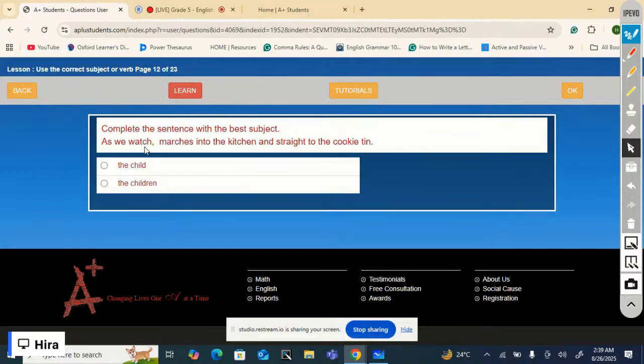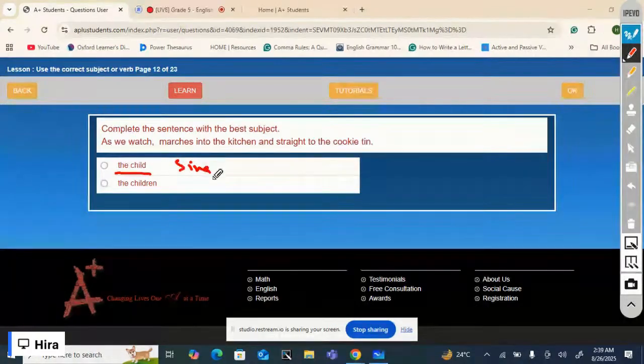As we watch, blank marches into the kitchen and straight to the cookie tin. The child or the children? Well, it's really easy now. The child is a singular subject and the children is plural. Now, the subject is missing, so I've told you these are two options. First is singular, second is plural. Now, which one are we going to choose?